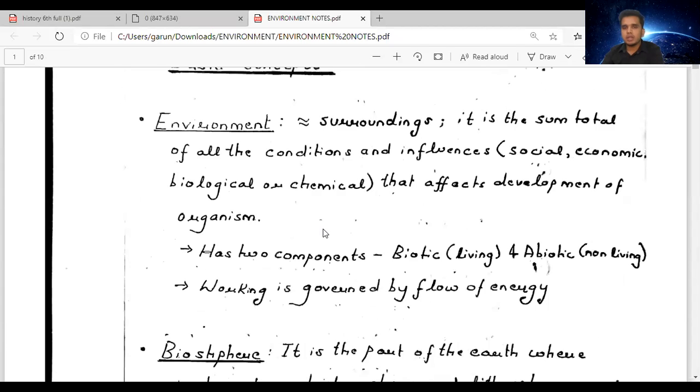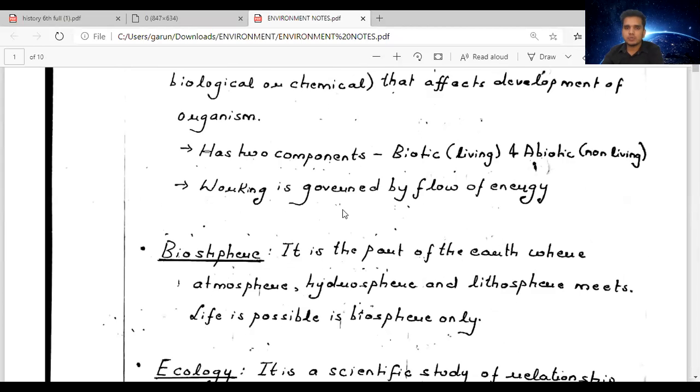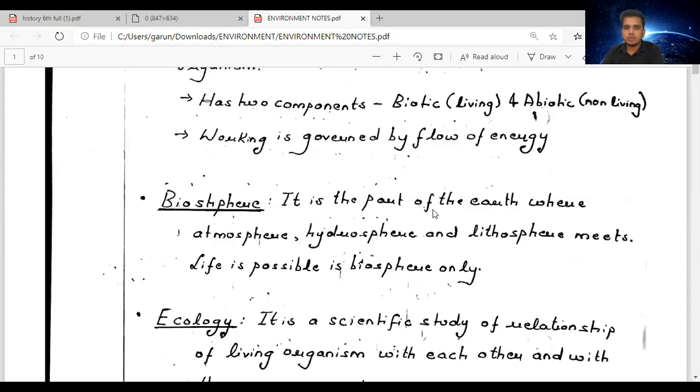So environment: anything that surrounds and affects us is known as environment. It has two components, biotic and abiotic, that we did in yesterday's class. Biosphere: it is the part of the earth where atmosphere, hydrosphere and lithosphere meet, and life is possible.